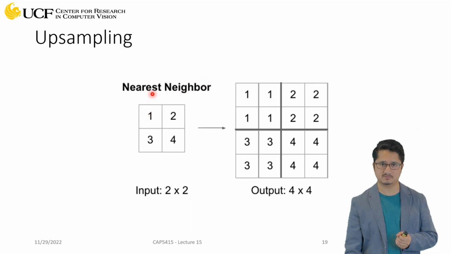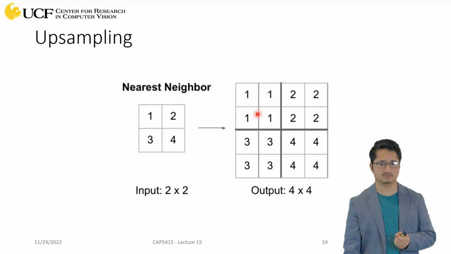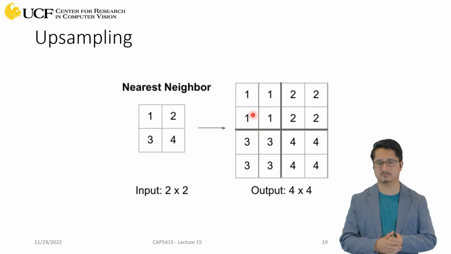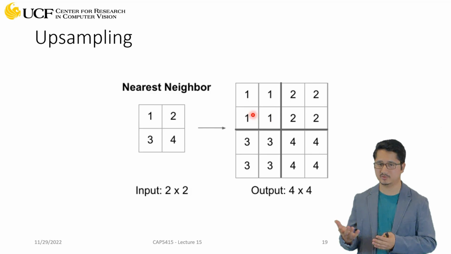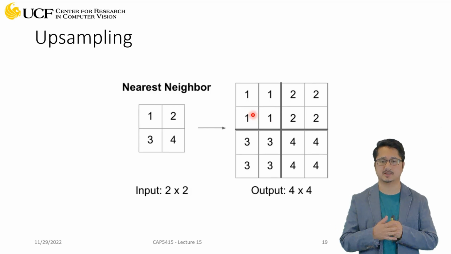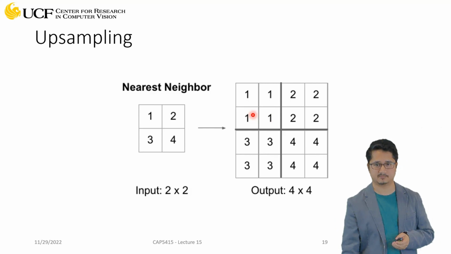So the first kernel will give you this value. The second kernel will give you this value. The third kernel is going to give this value. The fourth kernel is going to give this value, right? Those kernels are actually learnable. So in this case, you're not just doing nearest neighbor, you're actually learning how to do upsampling. And it can be the same as nearest neighbor as well.